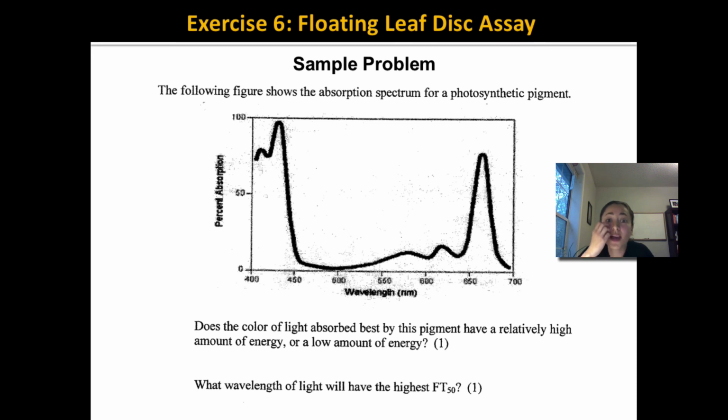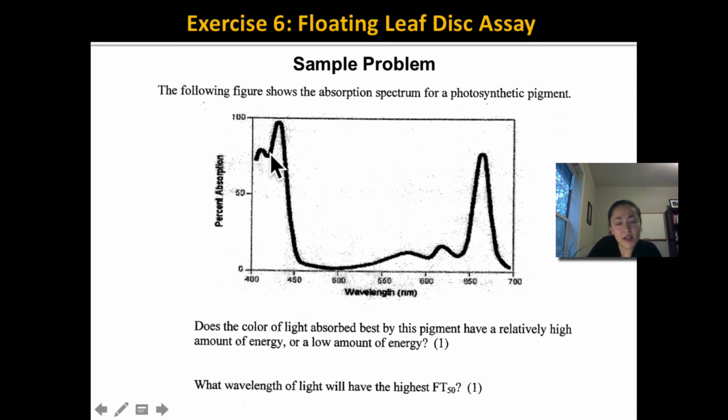Now let's do some practice problems. These are some difficult problems because now we're going to be applying many of the different concepts we just talked about. All right, so it says the following figure shows the absorption spectrum for a photosynthetic pigment. I recommend for any sample problems that I do is pause the video, try to solve it yourself, and then listen to me talking through it.